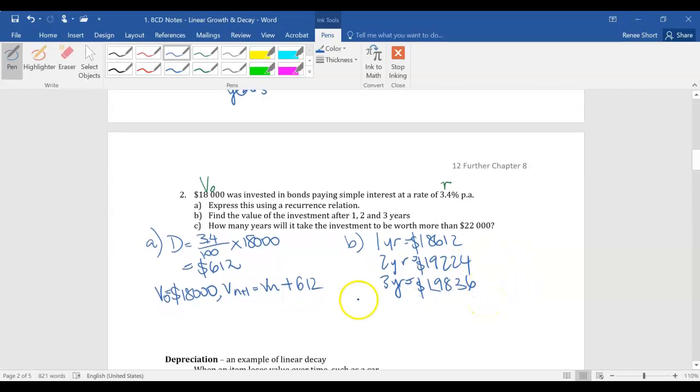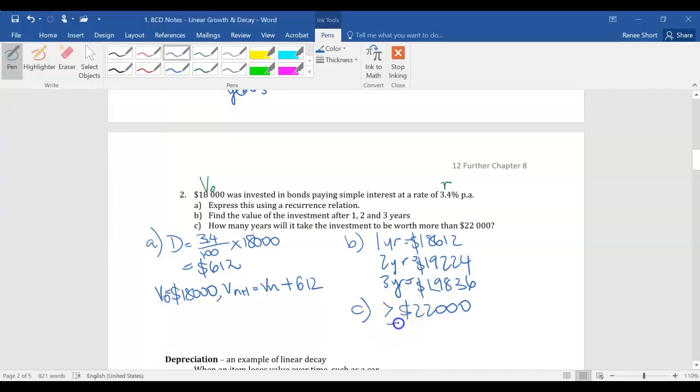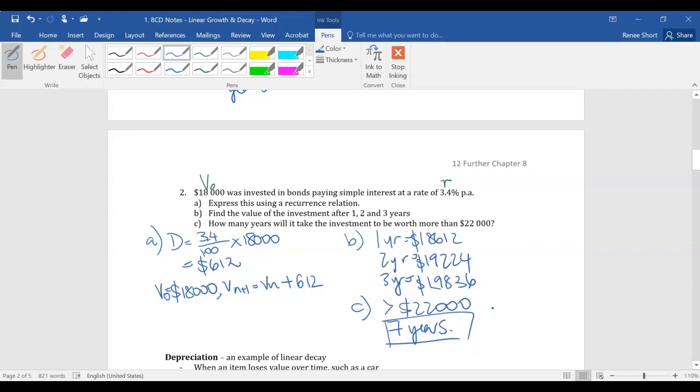And the final question here, it wants to know how many years will it take for it to be greater than $20,000. Let's just keep counting here. So if I press enter again, this is 4 years, 5, 6, 7. We're at 22,284. So it's taking 7 years. We always want to be giving this as an exact answer there. So yeah, just keep entering down until the number is bigger.